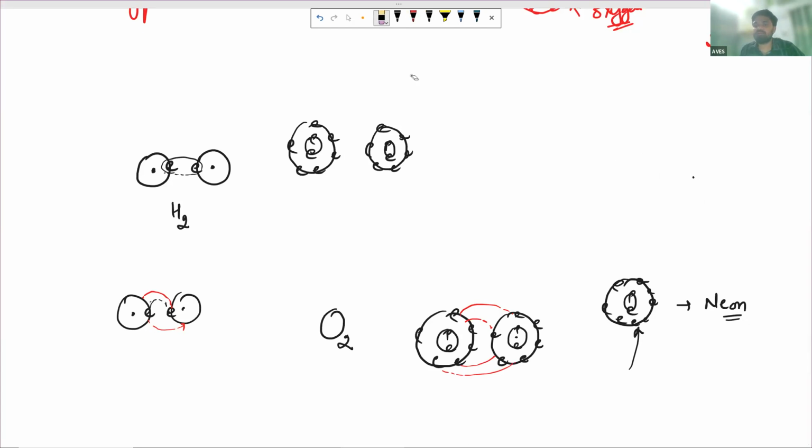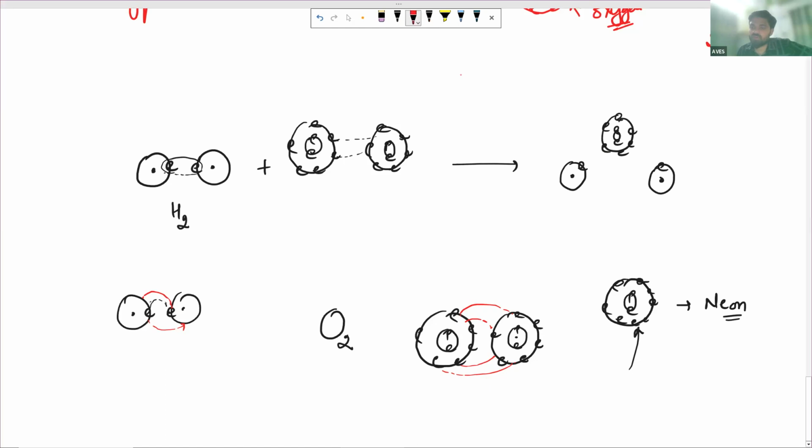Now you know that when oxygen gas and hydrogen gas combine together, they will form water. So there are 2 hydrogen atoms. This is 1 hydrogen atom. This is 1 oxygen atom: 1, 2, 3, 4, 5, 6. You know that this is 2 in the first shell and 6 in the outermost shell. Now just concentrate here, dear students, this is very important.